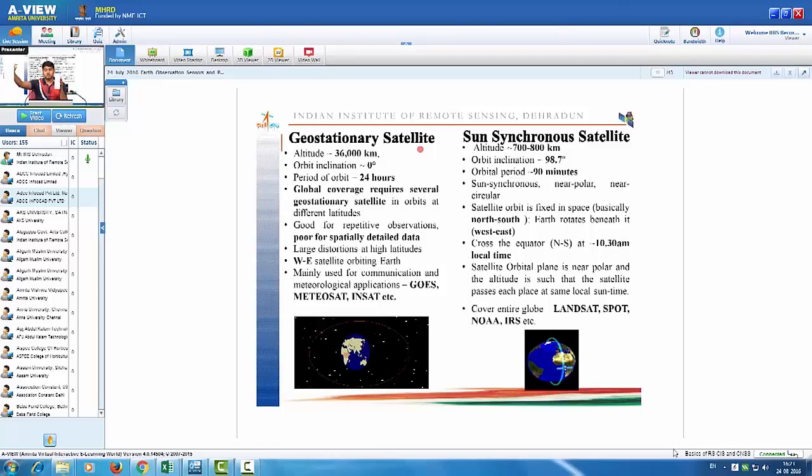So it should be synchronized with sun's energy. So sun is giving energy to the earth surface, and during descending pass it is acquiring the data. So now coming to these two categories, geostationary satellite and sun synchronous satellite.